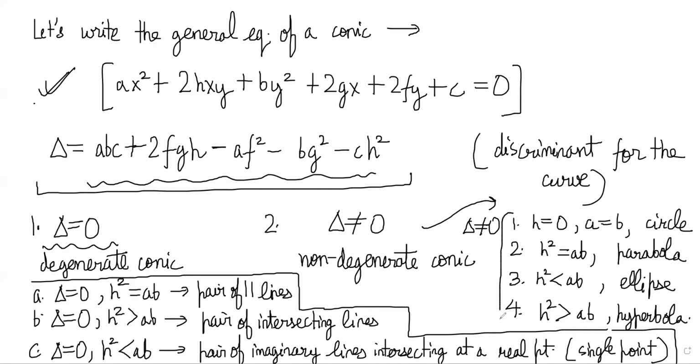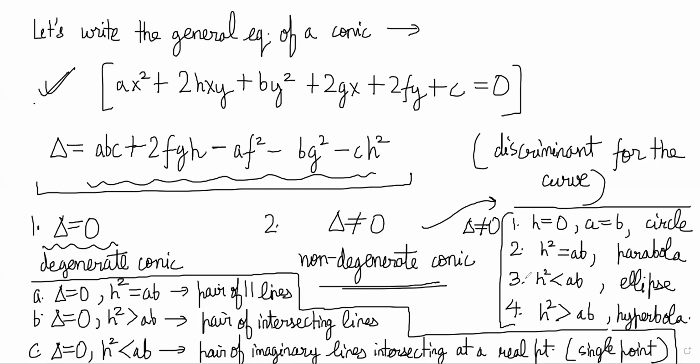So these are the four main cases for non-degenerate conics. It can be a circle, parabola, ellipse, or hyperbola. And you can decide that first by checking the value of del. Del should not be equal to 0. And in that case, we have four separate cases. h is 0 and a is equal to b, the equation is a circle. h square is equal to ab, it's a parabola. h square is less than ab, it's an ellipse. And h square is greater than ab, it's a hyperbola.